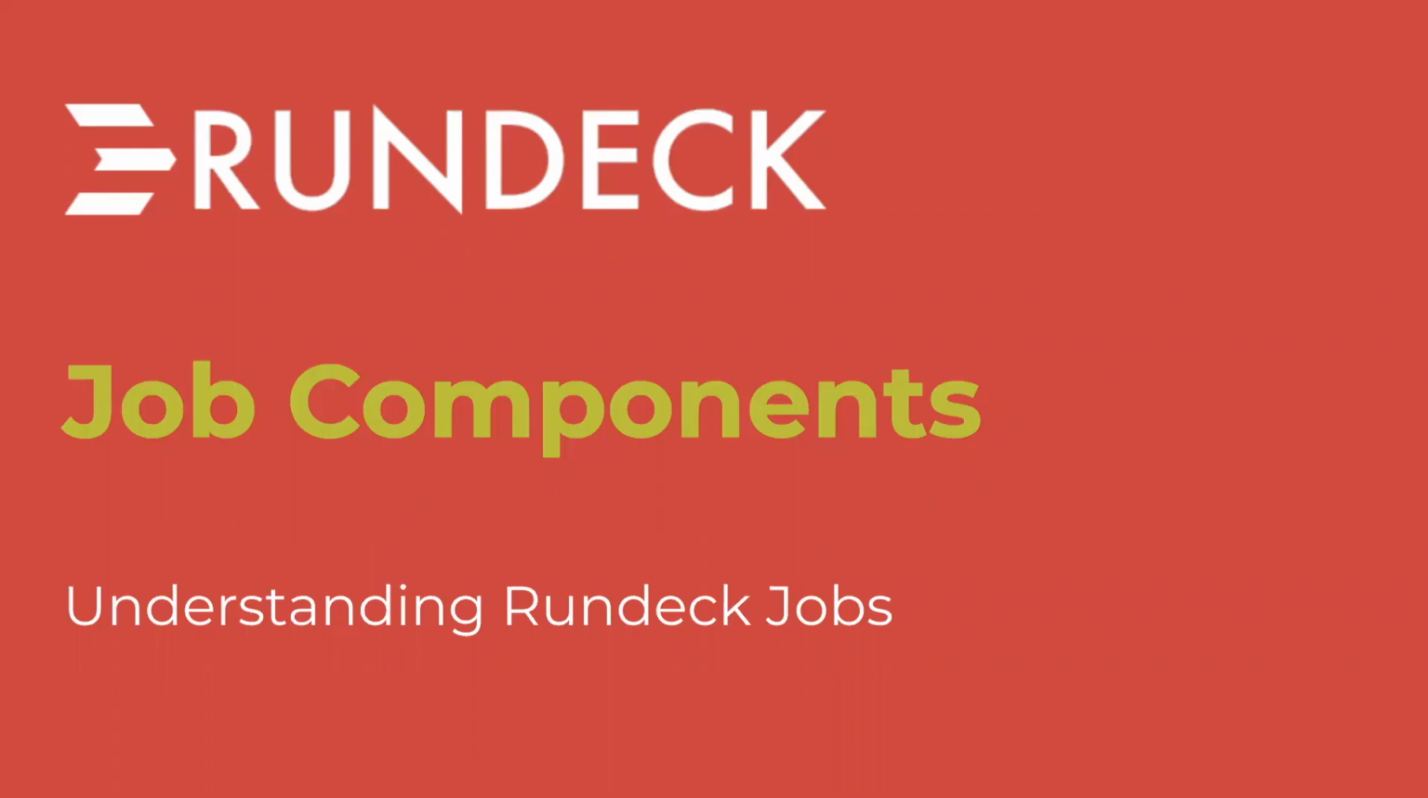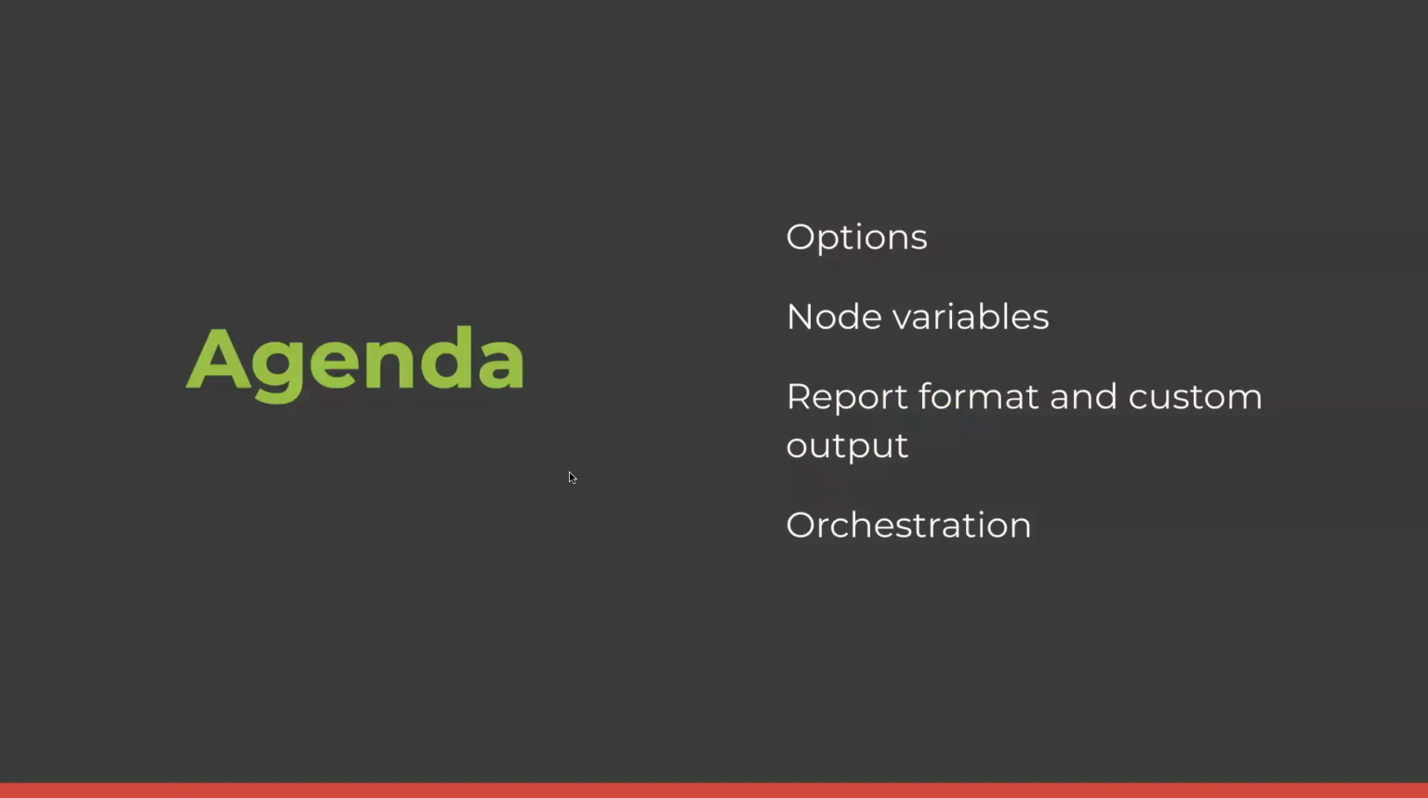Today we're going to talk about the components of a job, and specifically I'm going to go into detail on how the components work together and how you can use them together. So the first thing that I'm going to show you guys is job options, right? So how we can prompt the user for information during a job, and also how we can put options to run the job into a job without actually exposing the option to the user.